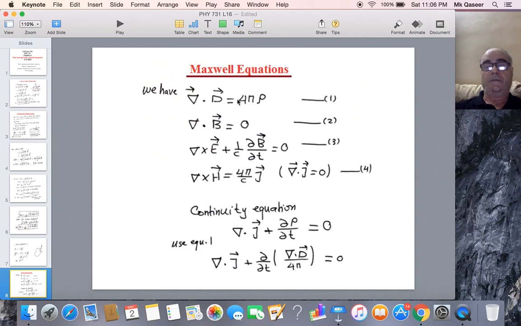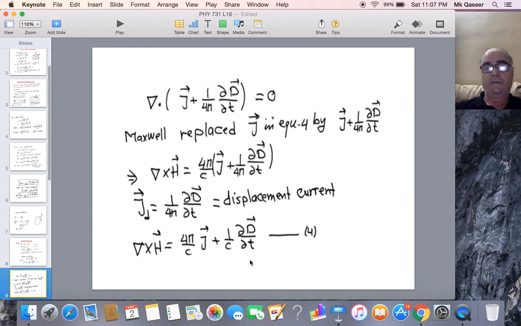Now we have four equations: divergence D equals 4 pi rho, divergence B equals 0, curl E plus 1 over c dB by dt equals 0, and curl H equals 4 pi over c times J, where the divergence of J equals 0. But from the continuity equation, we have divergence J plus d rho by dt equals 0. And instead of rho from equation 1, we put divergence D over 4 pi. We get this relation.